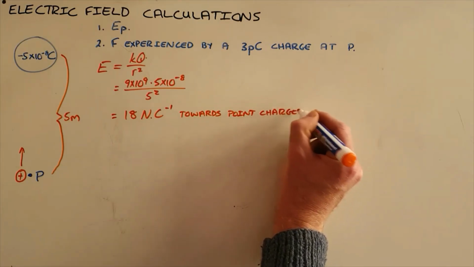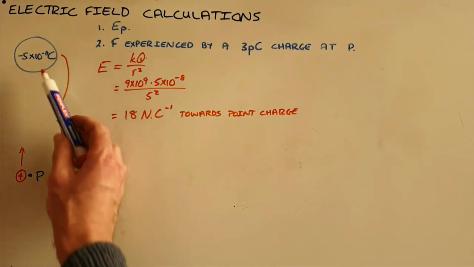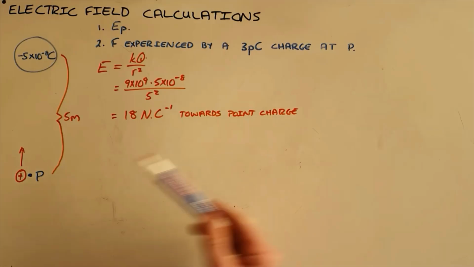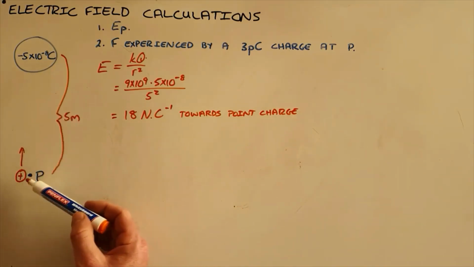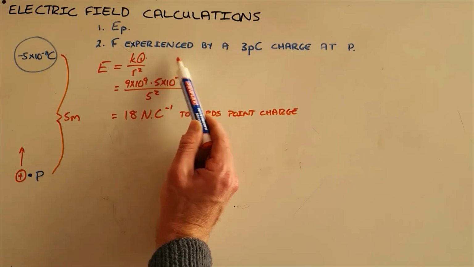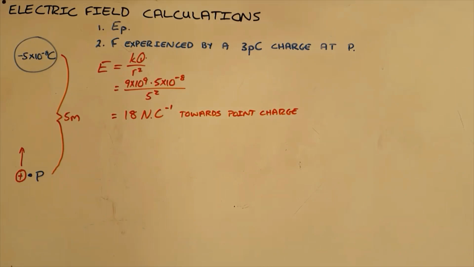So we have now calculated the electric field at a point 5 meters away from this charge. It is important to note here that by directing it as towards this point charge, instead of saying upward, this will always be true. So if the point P is drawn here 5 meters away, the direction would still be correct as it is still towards that point charge.